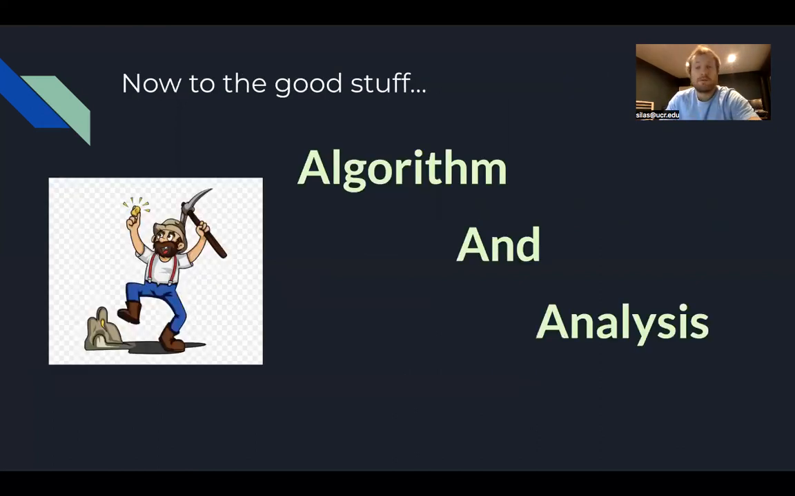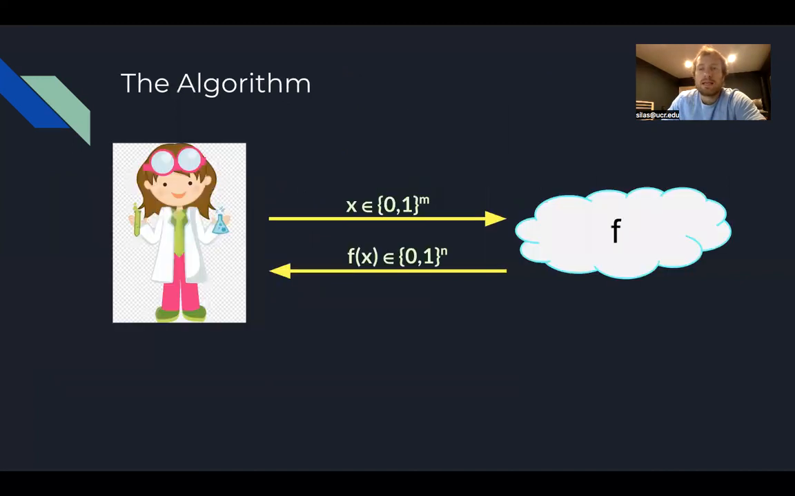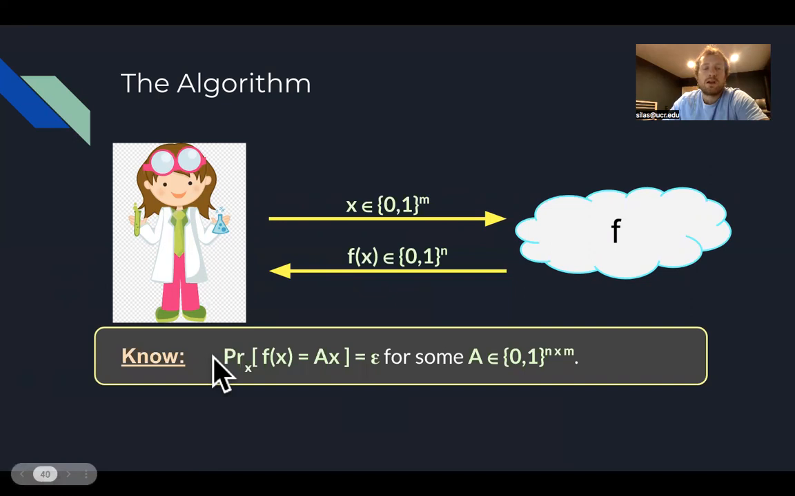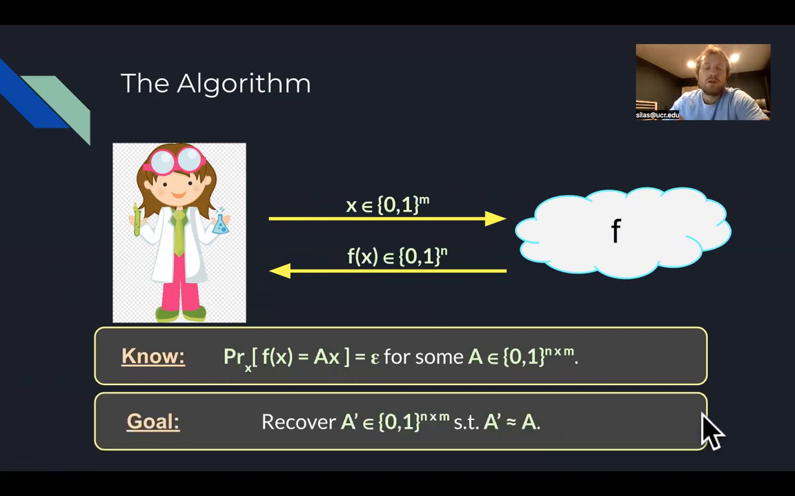Okay, so for the rest of the talk, I'm going to talk about the algorithm and analysis. So okay, let's try to understand what's going on. This is us. We're trying to design an algorithm that recovers the linear map which agrees with f. So we have oracle access to f. We can feed it inputs. We get outputs. And we know that f has good agreement with some linear map. And our goal is to recover some other linear map A prime, which is close to A.